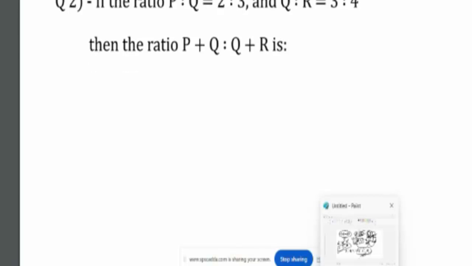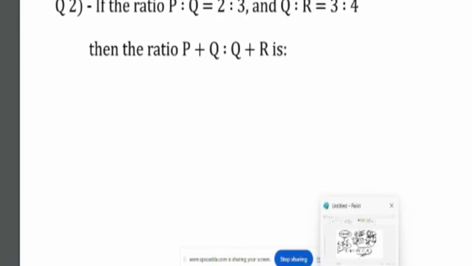Now let's move to the question. We have a question: if the ratio of PQ is 2:3 and QR is 3:4, then what is the ratio of P plus Q to Q plus R? Please let me know the answer.